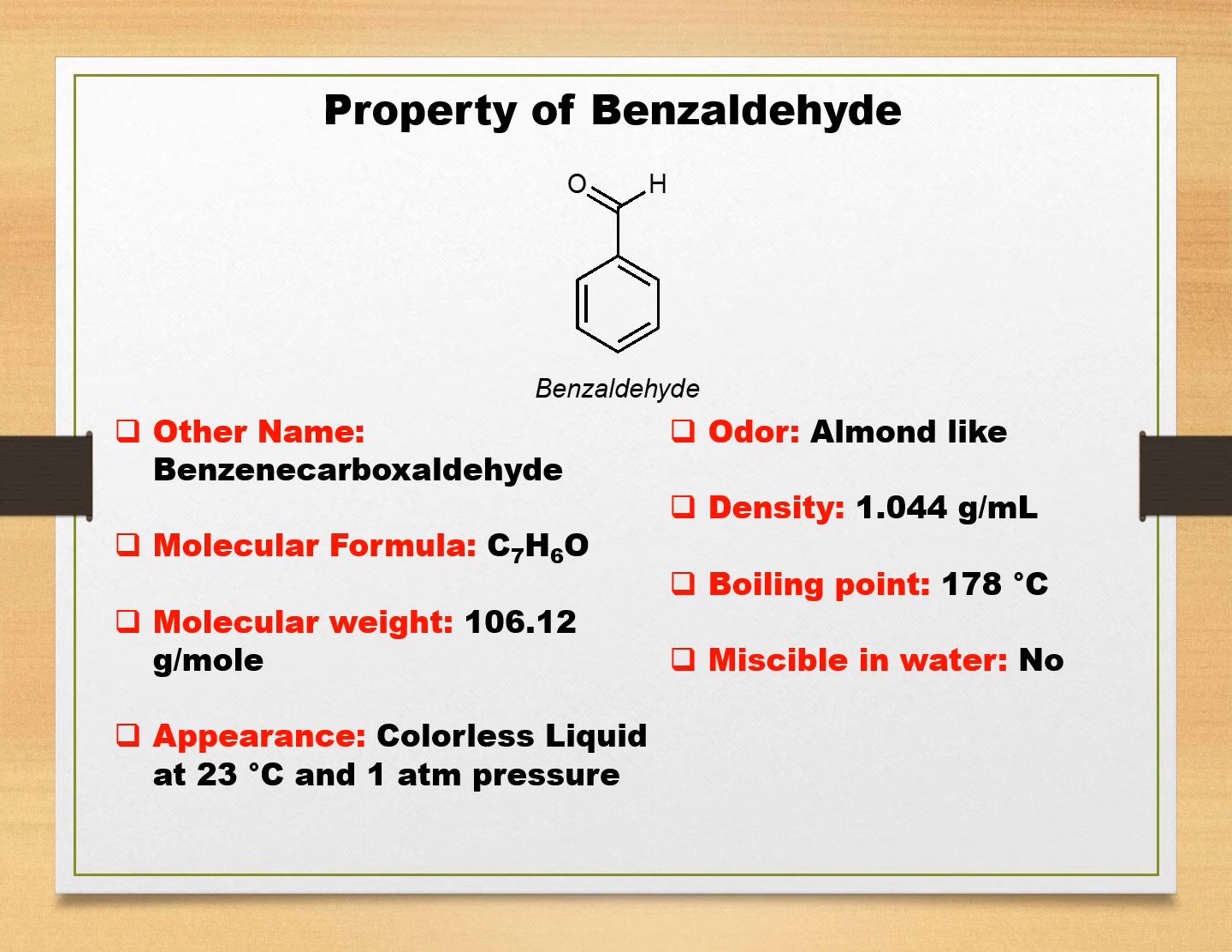In the IUPAC nomenclature system, this compound can also be called benzene carboxyaldehyde. It has a molecular formula of C7H6O and a molecular weight of 106.12 grams per mole. At nearly room temperature, it exists as a colorless liquid, and because of its almond-like odor, you will find it mostly applied in pharmaceutical industries. This liquid has a density of 1.044 grams per mL, and it boils at 178 degrees Celsius. The compound is nonpolar and it is immiscible in water.